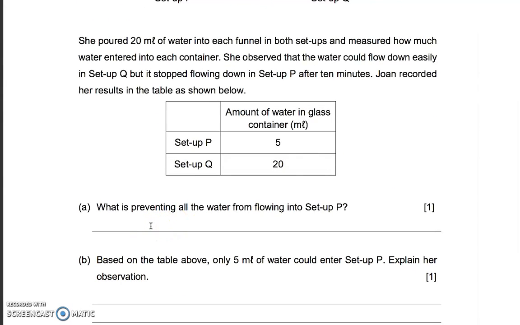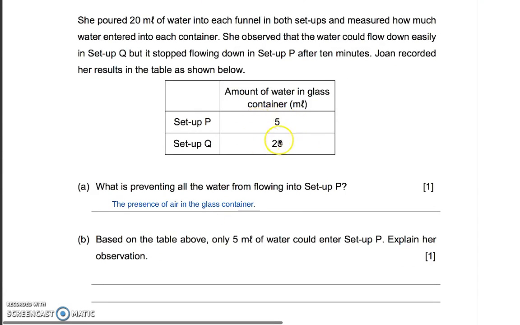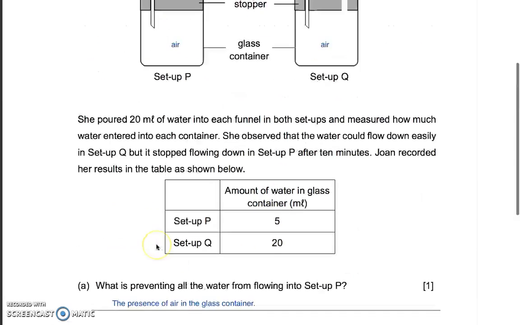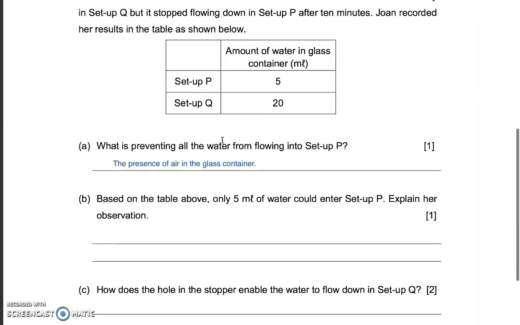Alright, so what is preventing all the water from flowing into setup P? It is actually the presence of air in the glass container. That is preventing all the water from flowing into setup P. Okay, B, based on the table above, only 5 ml of water could enter P. So why do you think this was so? So yes, there's air, but it's not completely blocking the water from entering. There's still 5 ml of water that can enter. So why do you think this is so?